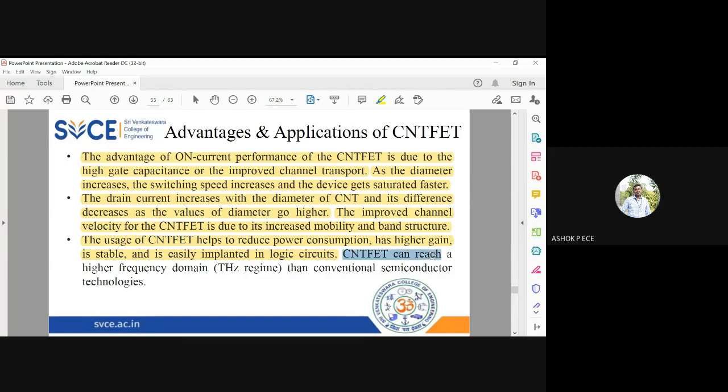So you know that the size of the CNT is 10 power minus 9, nano. So the operating frequency will be in the higher order of gigahertz and terahertz regime. You can use this CNT FET where conventional semiconductors will fail to operate. So as the size shrinks, the operating frequency will be larger and larger. So I can say the CNT FET is going to be used in the gigahertz and terahertz range.